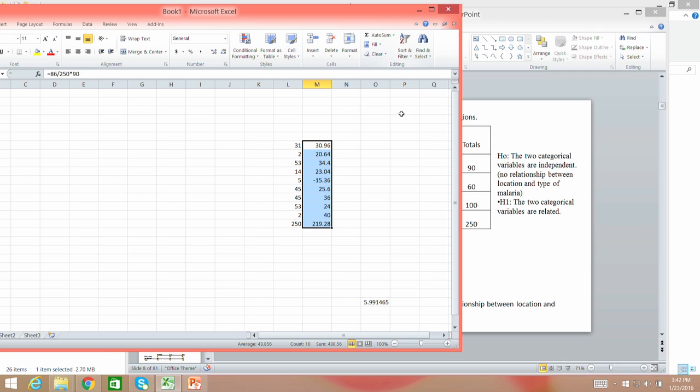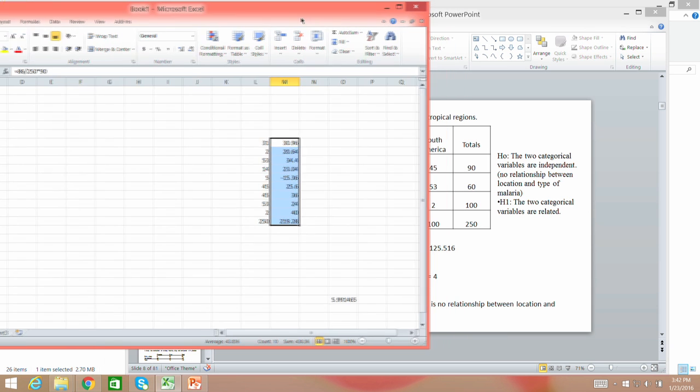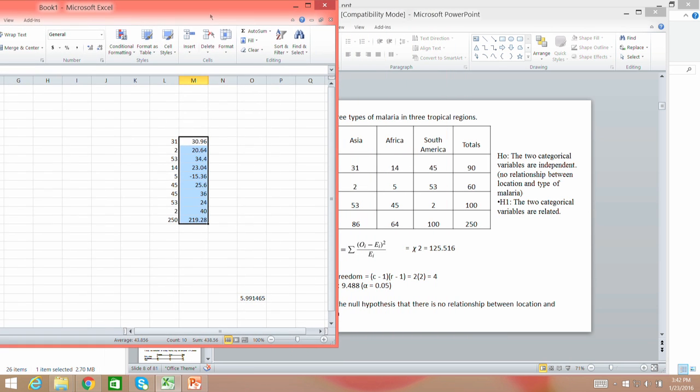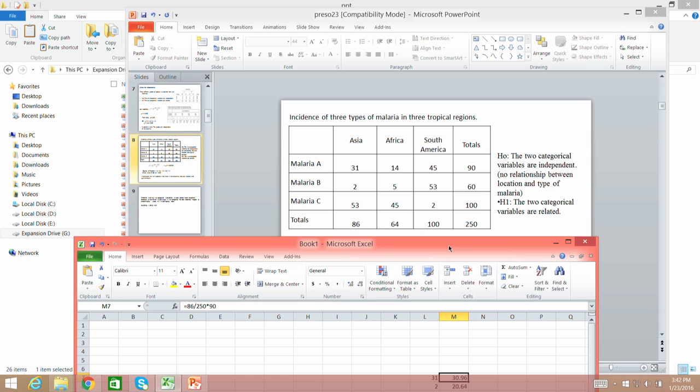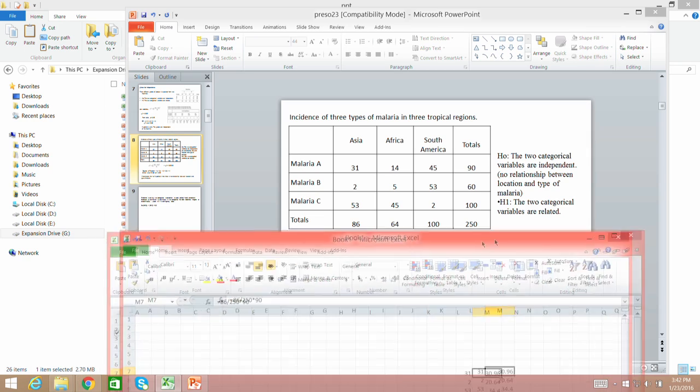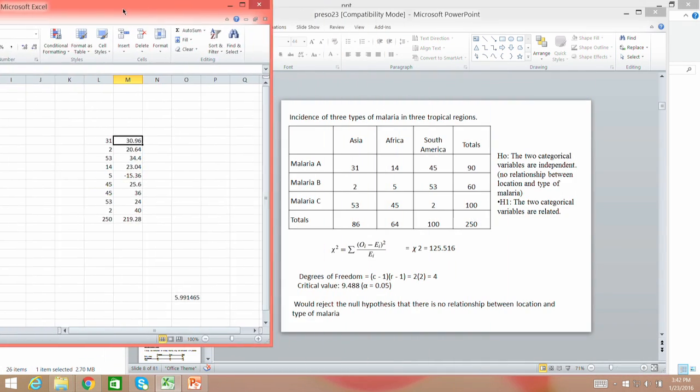There is a mistake there somewhere. So, obviously this also should come out to be 250. It did not come out to be 250, so obviously we have made a mistake. So, the first term here will be 86 divided by 250 multiplied by 90 and so on actually. Okay.